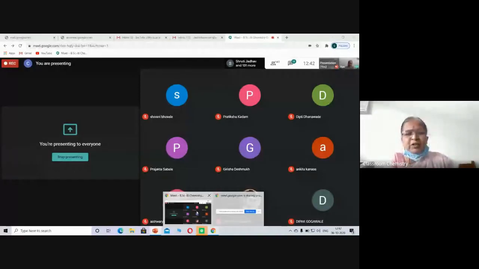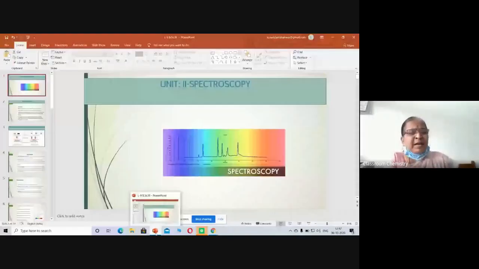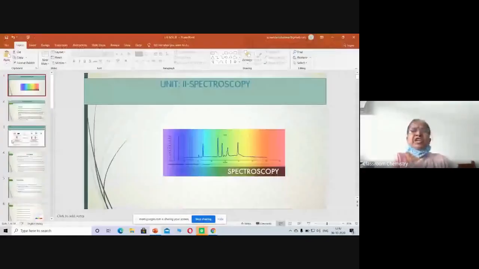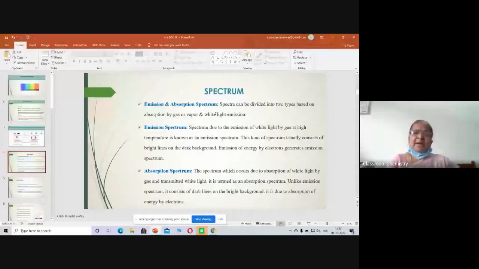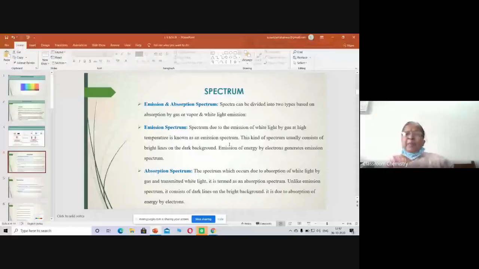मग हे स्पेक्ट्रम दोन टाईपचे आहेत, emission spectrum and absorption spectrum. Spectra can be divided into two types based on absorption or emission. मग emission spectrum म्हणजे काय, तर spectrum due to the emission of light by matter is known as the emission spectrum. This kind of spectrum usually consists of bright lines on the dark background. Emission of energy by electrons generates emission spectrum.